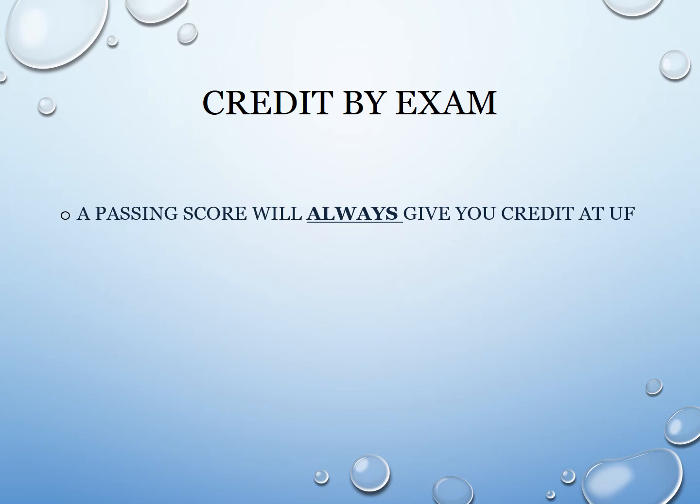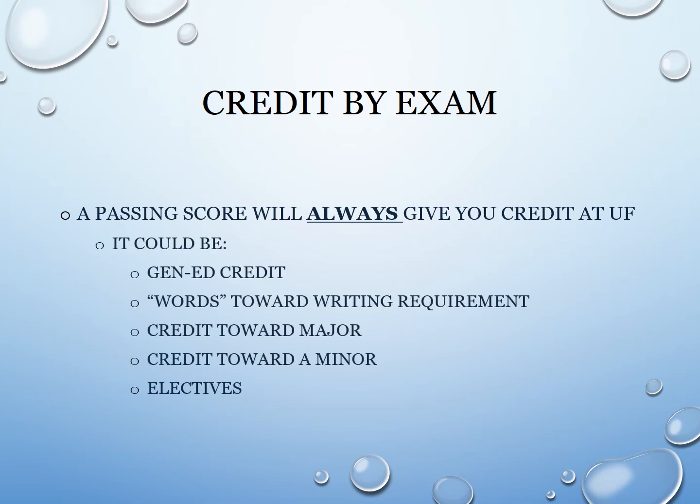This is really important. A passing score will always give you credit at the University of Florida. So if a student earns a 3 or higher on AP or a 4 or higher on IB, they are going to earn credit for something. How many credits, what type of credits is going to be determined by the class and what it is that they are getting. It could be gen ed credit, it could be words towards the writing requirement, credit towards a major, towards a minor, or it could just be elective credit, as in the case of the L000 classes, but the student's always going to get something.